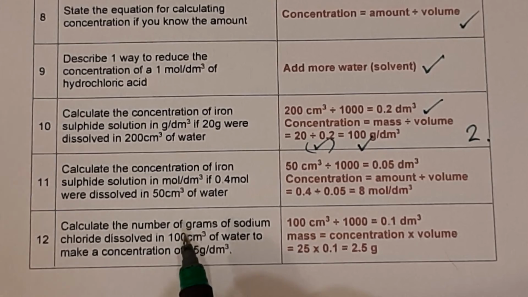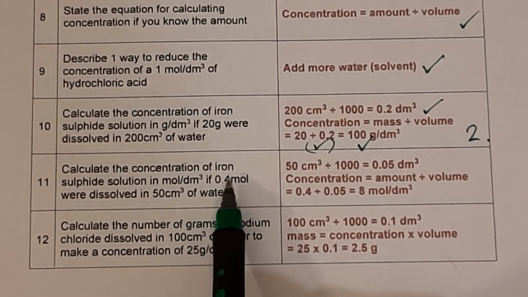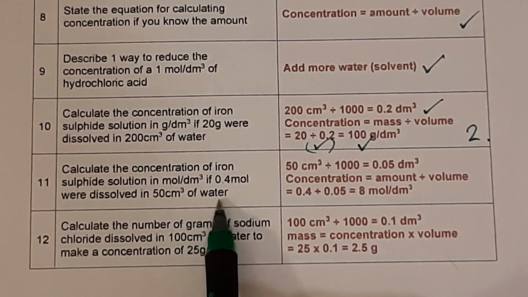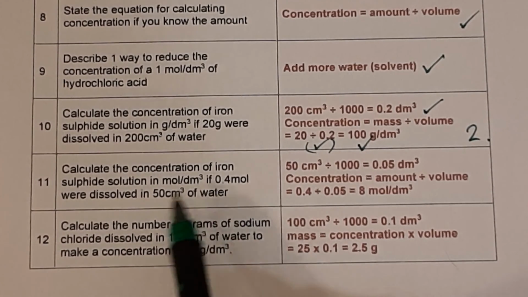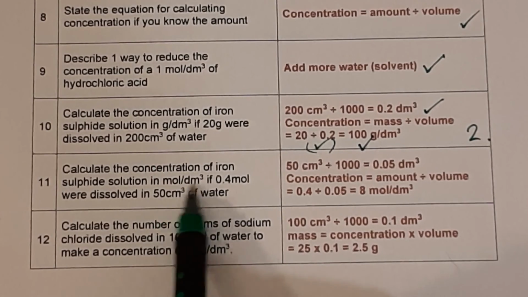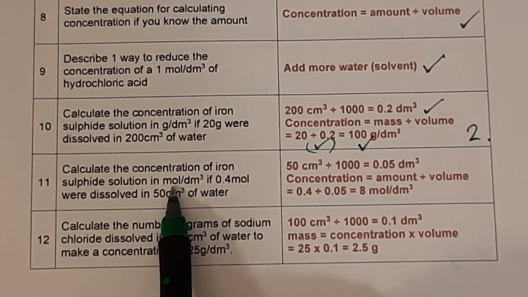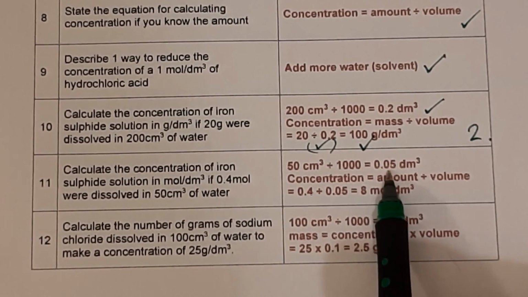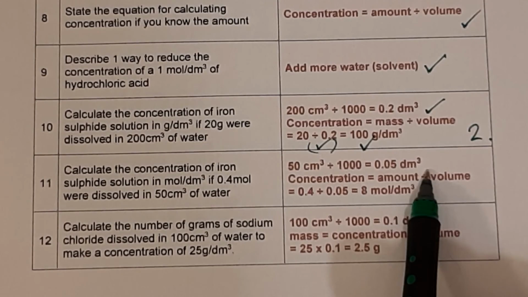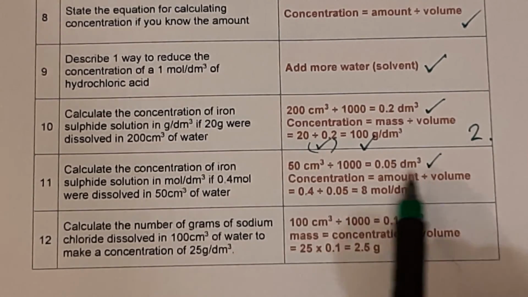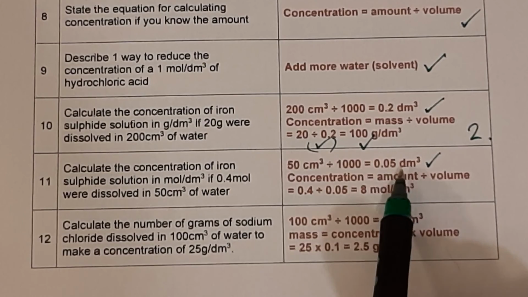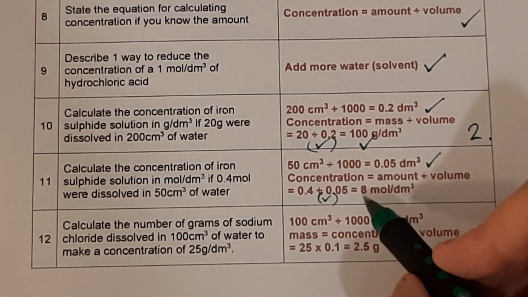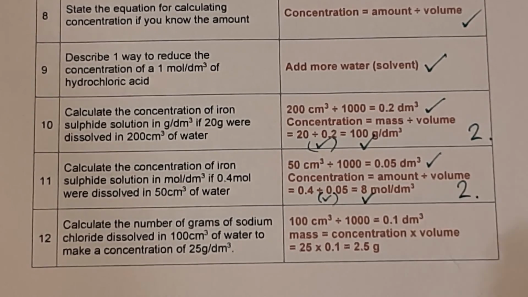Question 11. Very much the same concept. So calculate the concentration of iron sulfide solution in moles per decameter cubed if 0.4 moles were dissolved in 50 centimetres cubed of water. So this is one of those examples again where you have to read the question to notice what it wants its answers in. Okay, so 50 centimetres cubed divided by 1,000 gives us 0.05 decameter cubed. Concentration is amount divided by volume. So if you haven't written this equation here for the conversion and you've done 0.4 divided by 0.05, you can have the first mark for that instead. And the answer is 8. So again, that's out of 2.